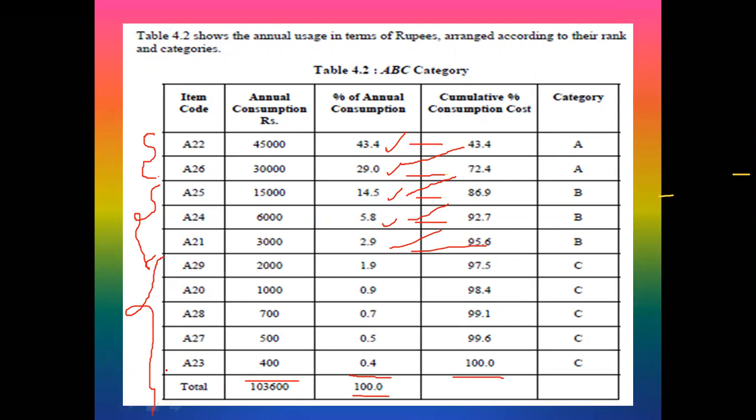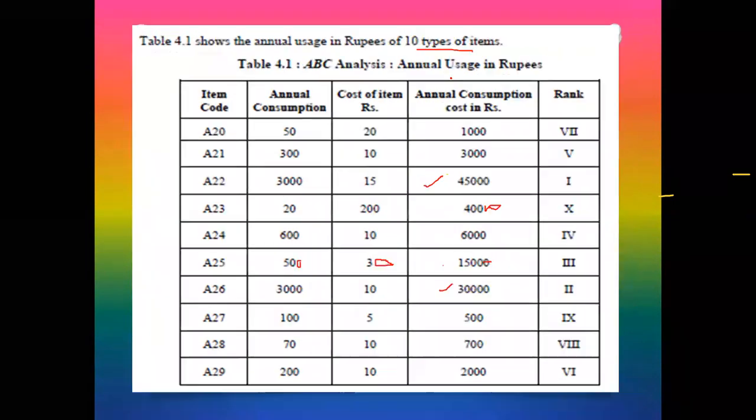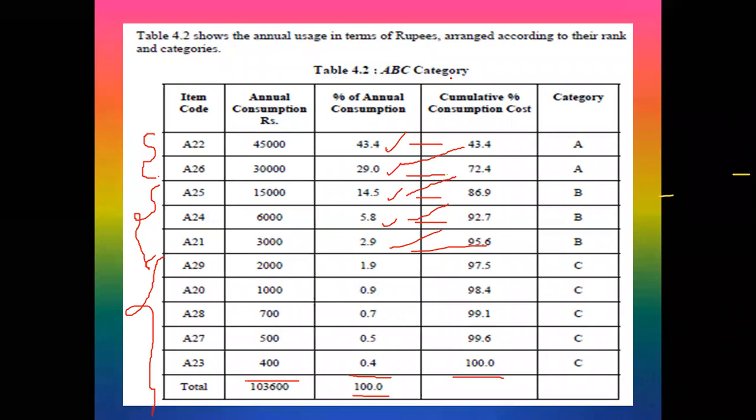So like this, you have to prepare a chart based upon the consumption cost and the consumption usage annually, per year. So like this, the table has been converted. Very, very simple and very easy once you start doing any sort of problem, right? Hope you understood.